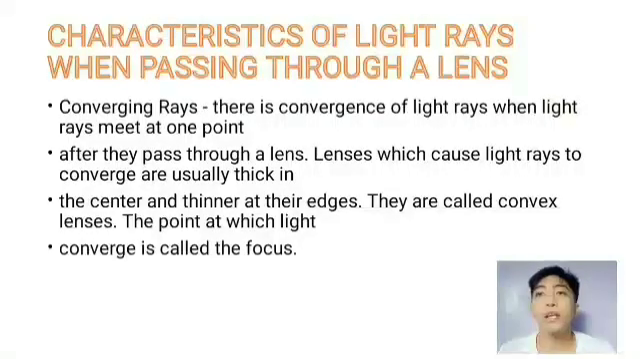Characteristics of light rays when passing through a lens. Converging rays. There is convergence of light rays when light rays meet at one point after they pass through a lens. Lenses which cause light rays to converge are usually thick in the center and thinner at their edges. They are called convex lenses. The point at which light converges is called the focus.